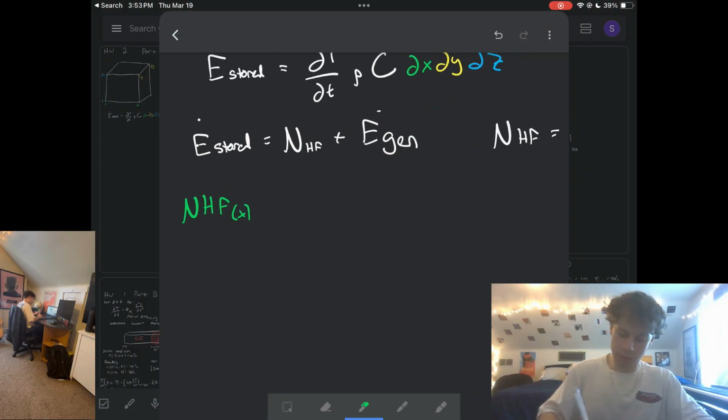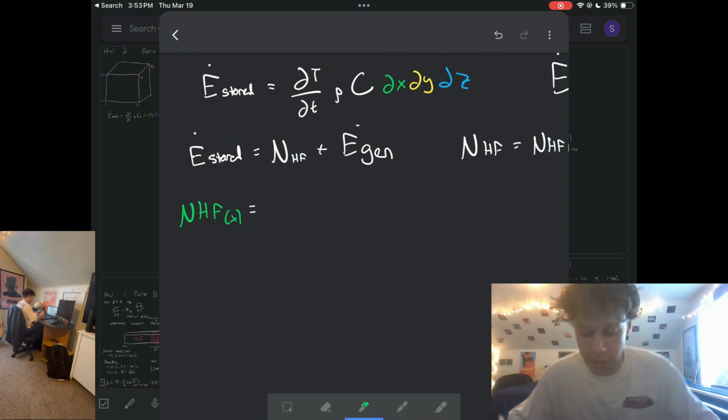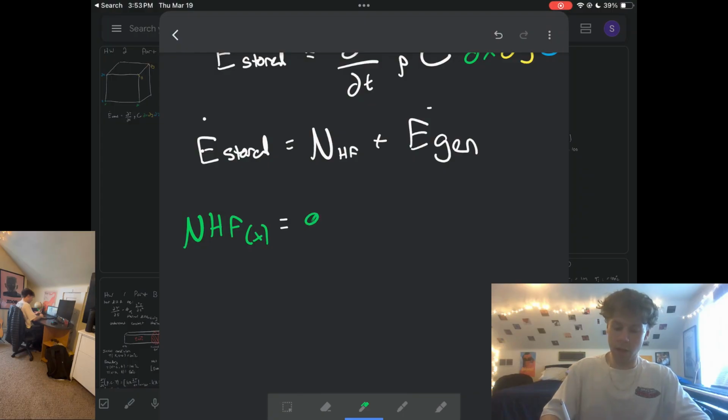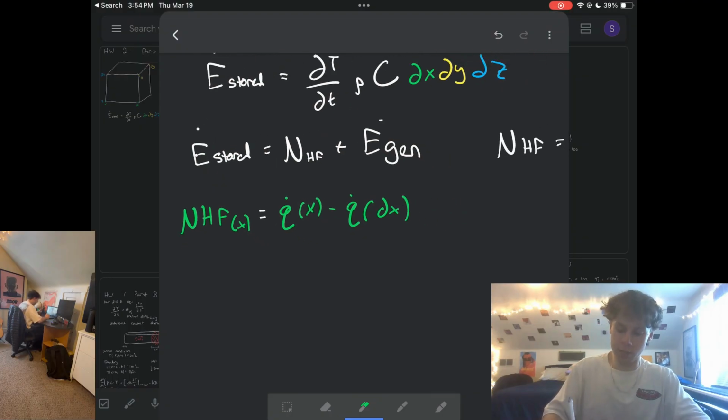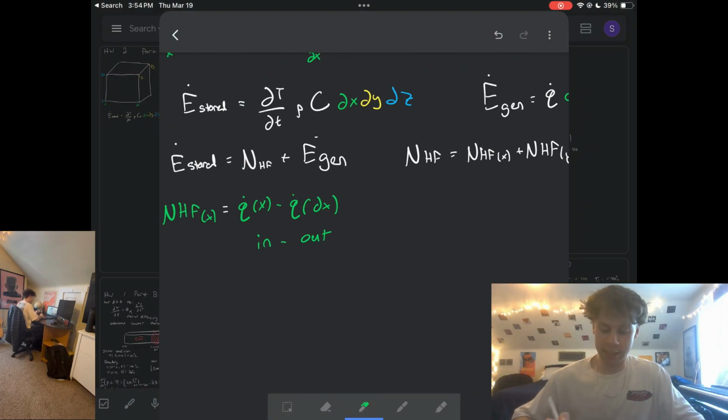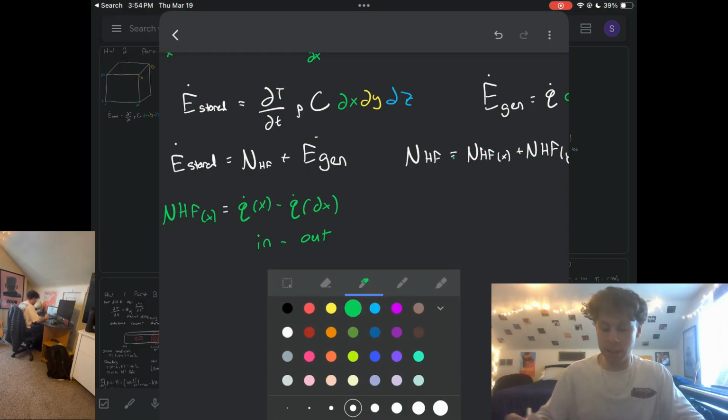So in order to do this, we know that the net heat flow in our x direction should be the heat flow of our x minus heat flow of our dx. So effectively that is in minus out. So in order to proceed, we should put our dx in terms of our x. So to relate those two, we need to do a Taylor series expansion.